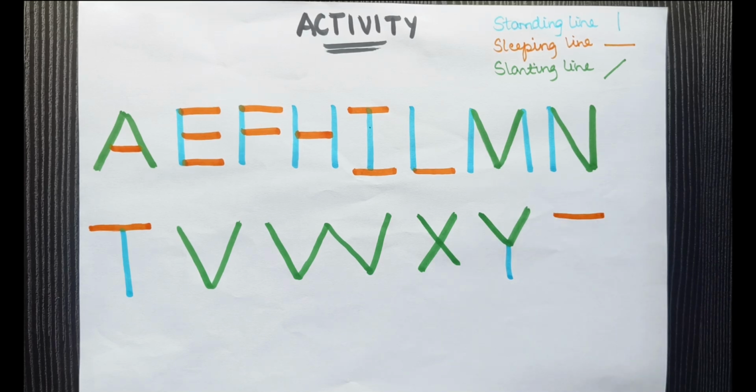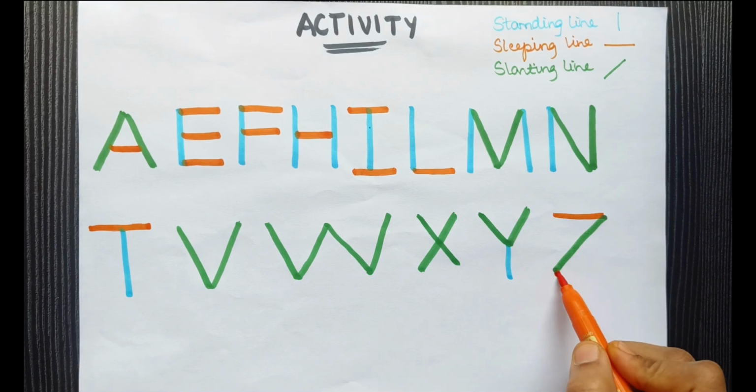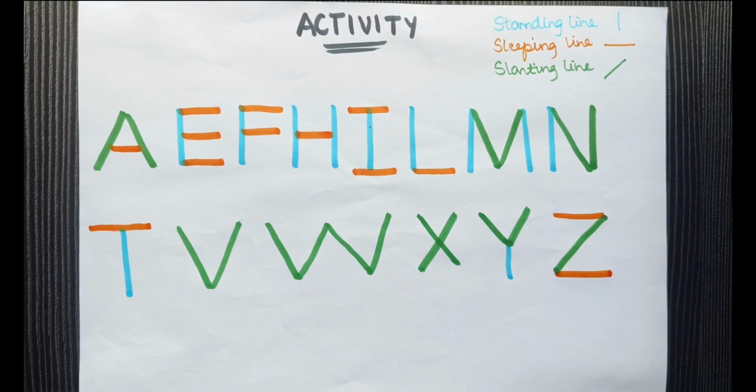Sleeping line, slanting line, sleeping line. So kids, these are the basic lines and examples, and also we have learnt the activity using these alphabets.